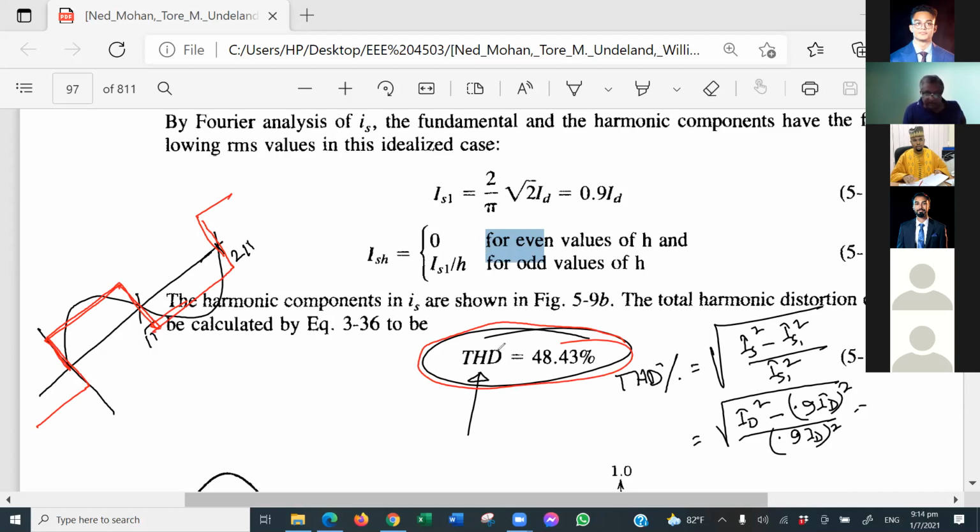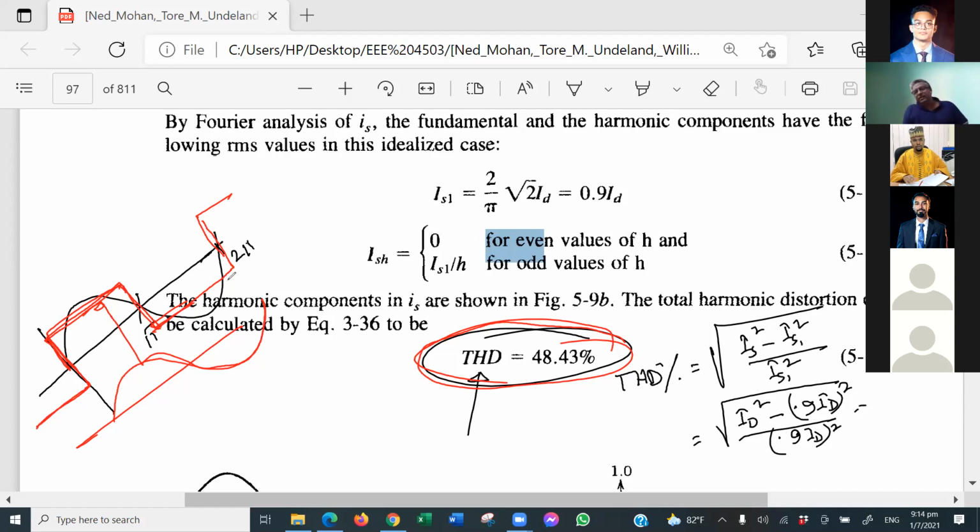If it is sinusoidal, like IS1, that has been deviated to your rectangular by this percent. You understand what it is saying? What if this was sinusoidal, like for the resistive load? What was the total harmonic distortion? It was 0. Now, since it is rectangular, it has been deviated from the sinusoidal by a factor of 48.43%, that means 0.48. You got my point? Yes, sir.